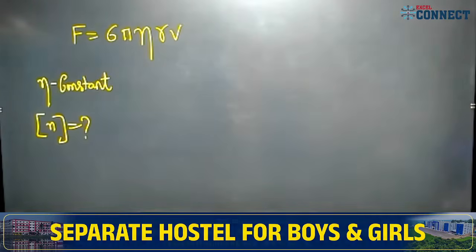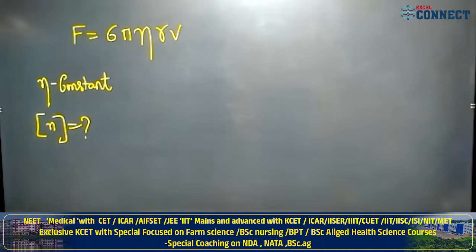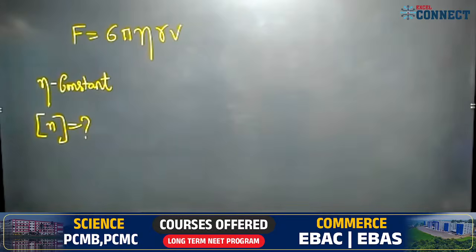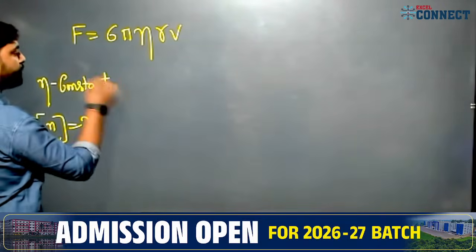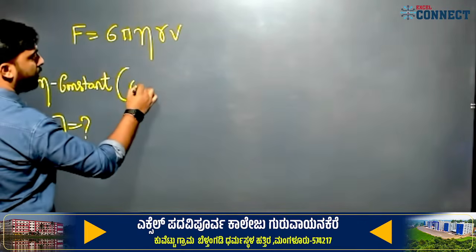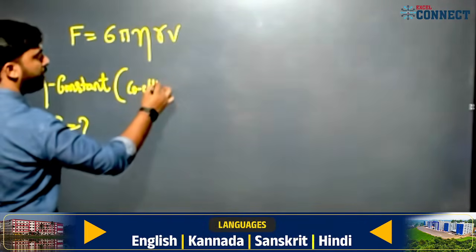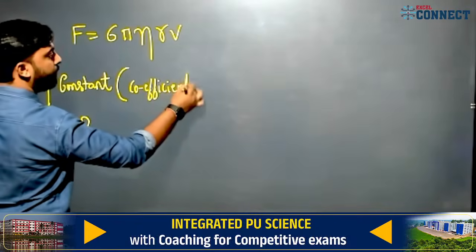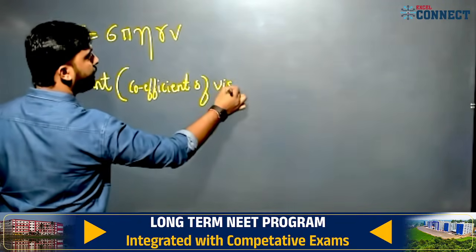We have a formula F is equal to 6 pi eta RV. Eta is a constant. This is a physical constant. Okay, now there is a name: coefficient of viscosity.